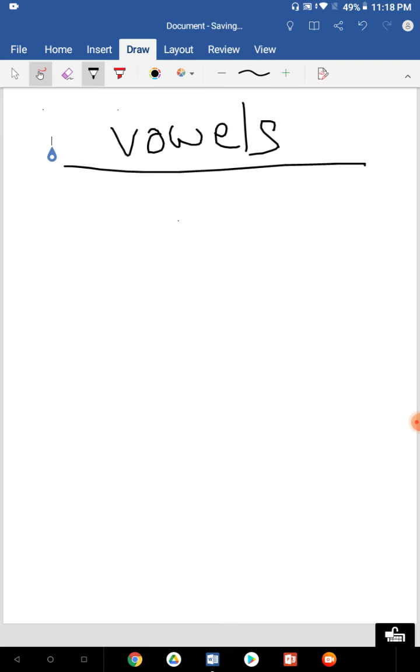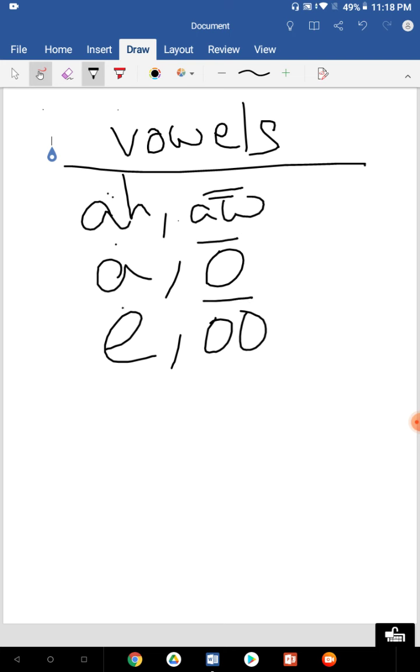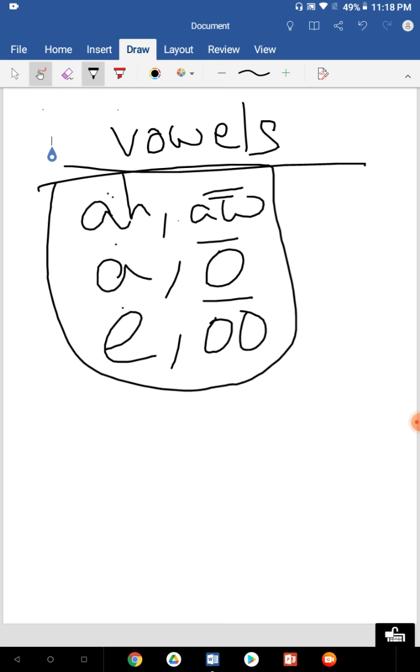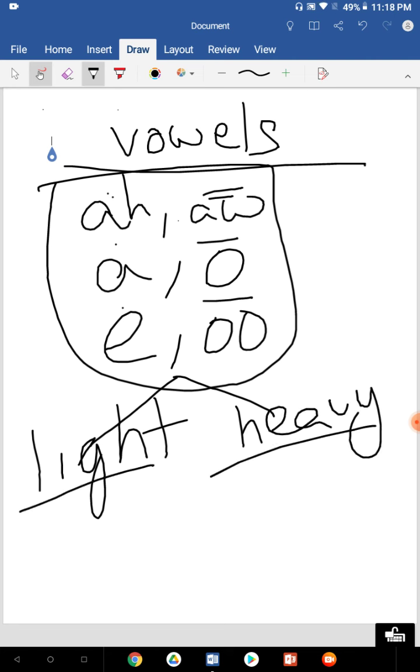In the past videos, we learned about the sounds a, o, which is represented with a dash, and the a sound, o sound, e and u sounds. These sounds are represented like dot, dash, dot, dash, dot, dash. As we already spoke, these sounds are divided into two different types: one is a light vowel sound and another is a heavy vowel sound. Let us discuss what the light sounds and the heavy sounds are.